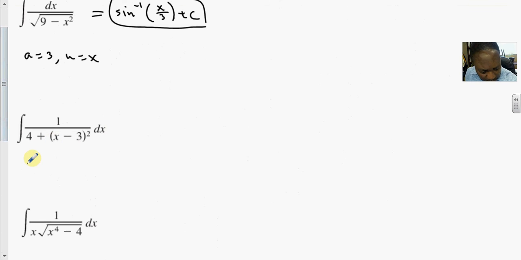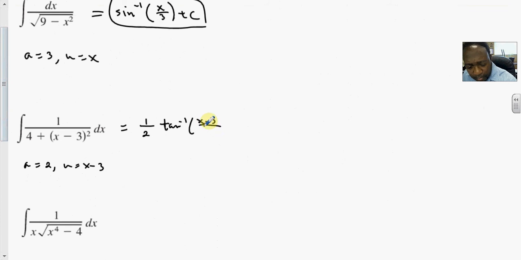The next is straightforward again, here where a is equal to 2 and then u is x minus 3. So this picks up the tan inverse. So the tan inverse involved the 1 over a on the outside of 1/2 times tan inverse of x minus 3 over 2 plus some constant.